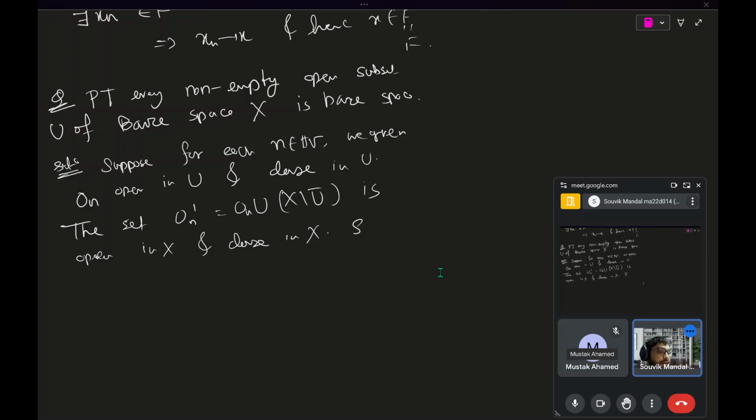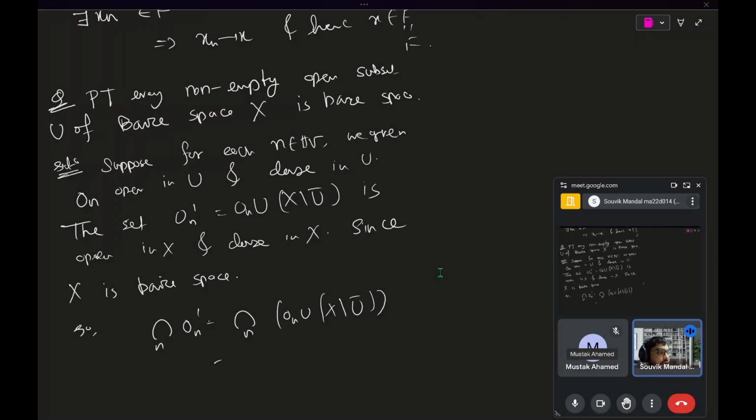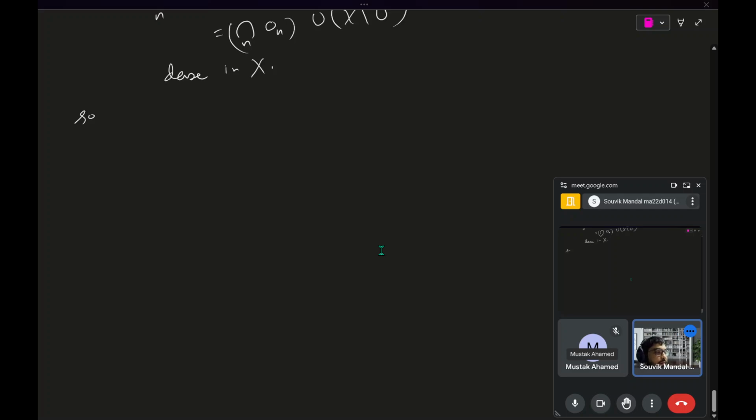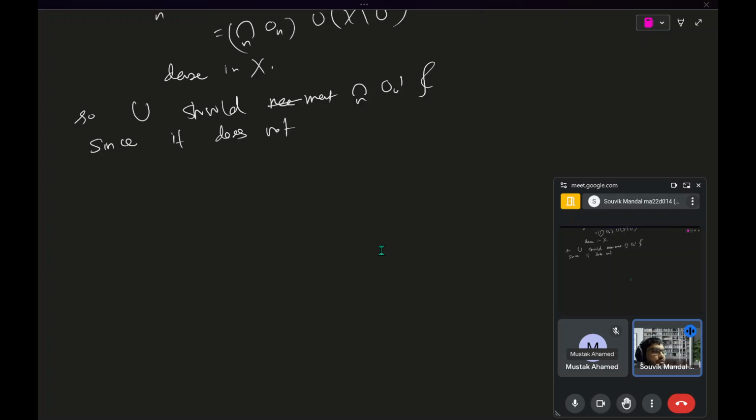Now, since X is a Baire space, the intersection over n of On prime, which is the intersection of On union X minus U closure, is dense in X. So therefore U should meet the intersection of On prime, and since it does not meet X minus U closure, it must meet the intersection of On, and this means the intersection of On is dense.